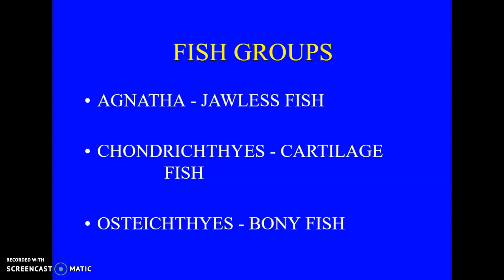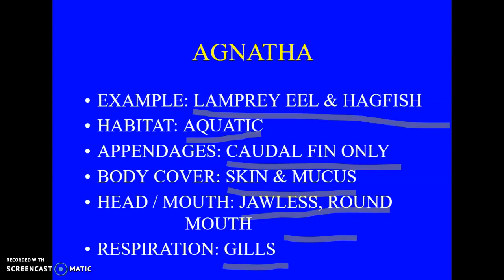So let's start with the jawless fish, AGNATHA. So example of that is the lamprey eel and the hagfish. And of course, you're going to have to stop this as we go to fill in. Habitat, they're all aquatic. Appendages, they have a caudal fin only. They're very streamlined looking, long and skinny. The body cover, it has skin and mucus to protect it from the water.